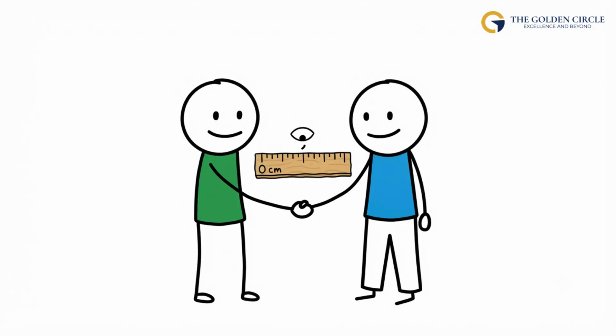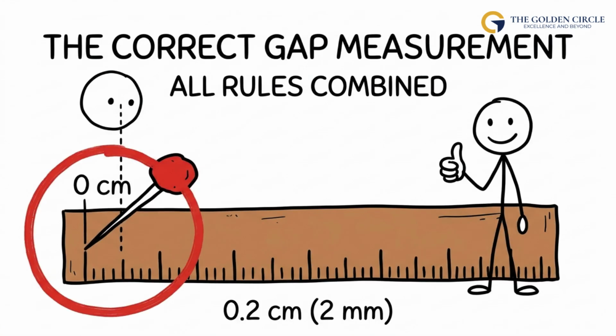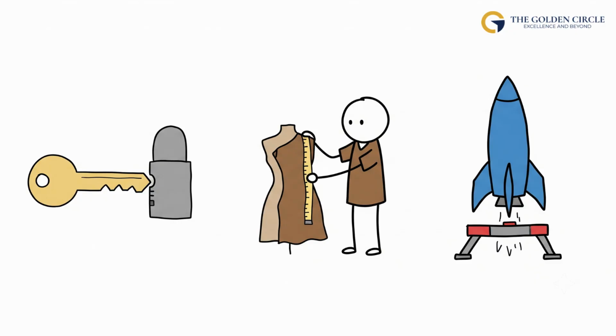So next time your friend says, "My house is farther," you now know exactly how to settle it. Pick a common unit, measure from 0, keep your eyes straight above the mark, and let the numbers speak. Length isn't just something we learn in a classroom. It's the reason your key fits your lock, your dress fits your body, and rockets land exactly where scientists calculate them to. That's the power of getting your measurements right.